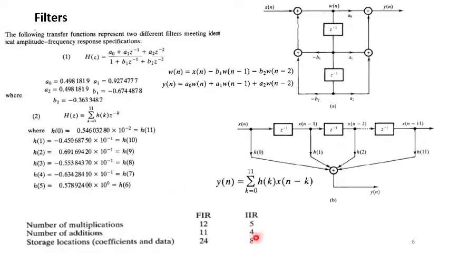I hope you get the idea that based on the required number of multiplications, additions, and storage locations, the IIR system is much more efficient than the FIR system because the FIR requires a lot of resources.